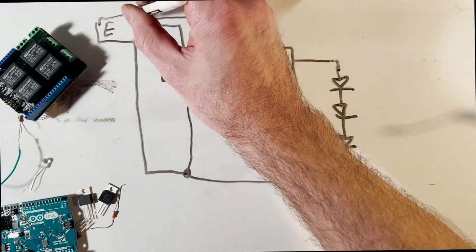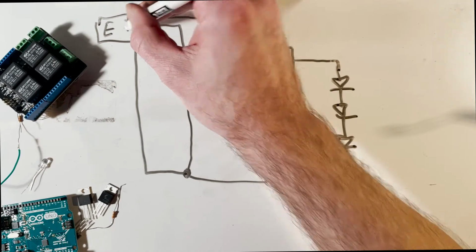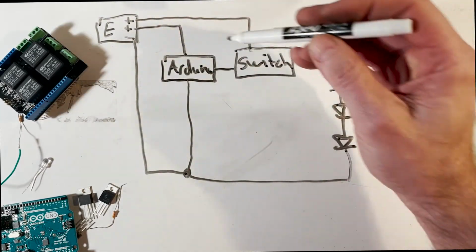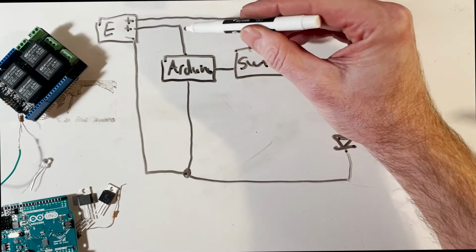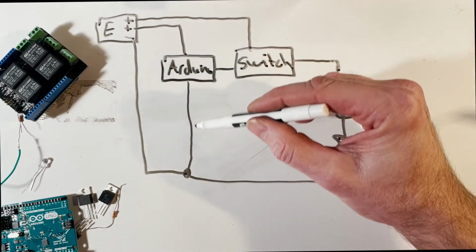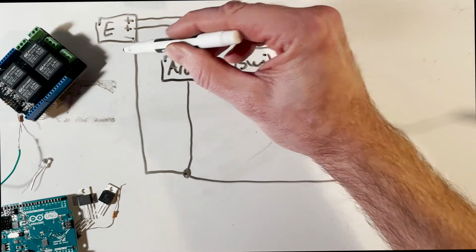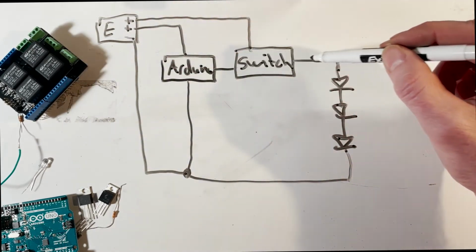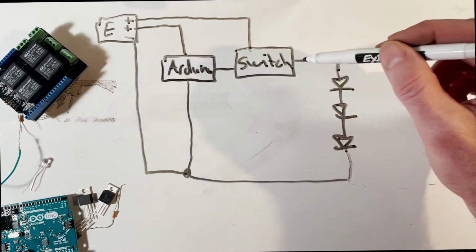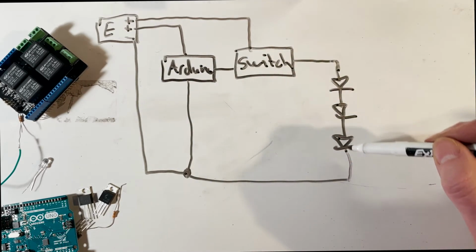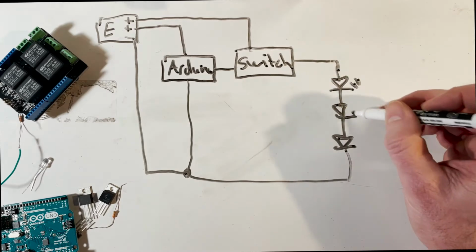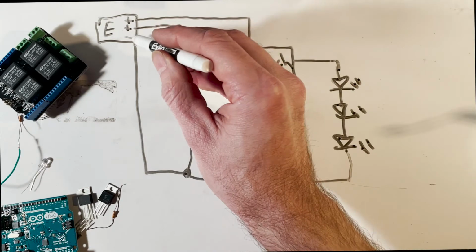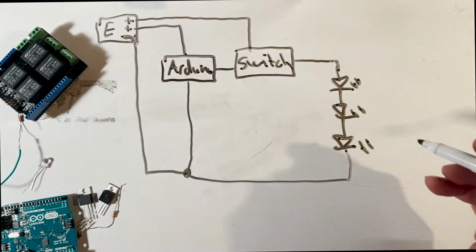I'm pretending that these are positive outputs from batteries or whatever, and then this is the ground or the negative input. So you can see that I have 2 loops there. The Arduino is getting power from the energy source and it's going back to the ground. And then the switch is getting power from the energy source. If the Arduino tells the switch to turn on, it turns on. Current goes through the LEDs, photons come out, it gets nice and bright, and then the current goes back into the energy source. So that's what we want to do.